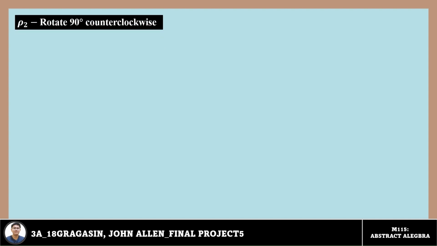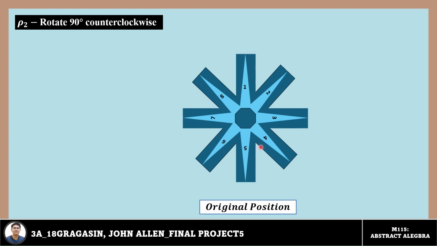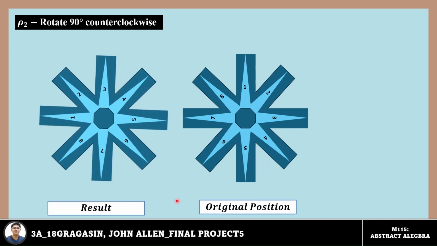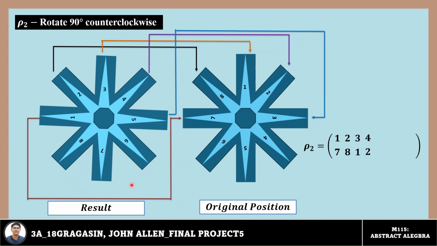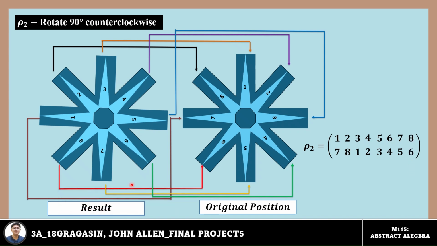So for rho sub 2, rotate 90 degrees counterclockwise. Again, this is our original position and this is our result. So we have here the rho sub 2: 1 is to 7, 2 is to 8, 3 is to 1, 4 is to 2, 5 is to 3, 6 is to 4, 7 is to 5, and 8 is to 6. So these are our elements for rho sub 2.